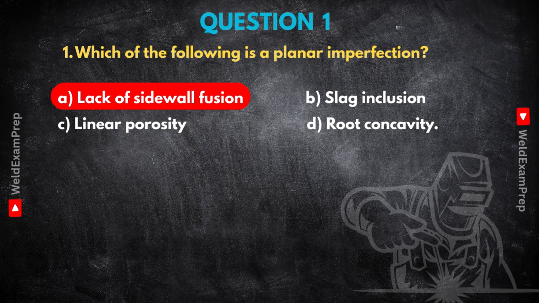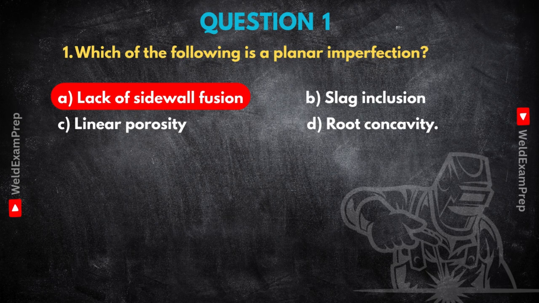Imagine trying to glue two heavy books together, spine to spine. And you miss applying glue along a thin vertical strip right on one of the spines. Right, I can picture that. That creates a flat, unbonded plane. If you were to cut through the weld, it often looks like a sharp, straight line. It's like a tiny internal unbonded surface.